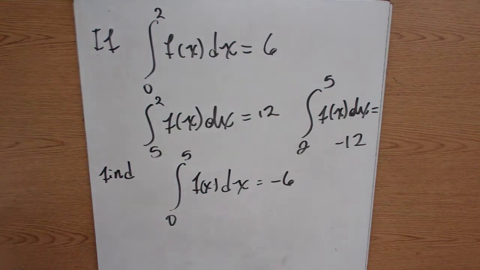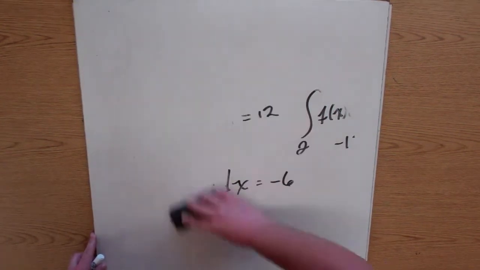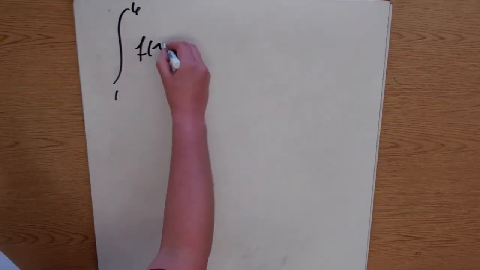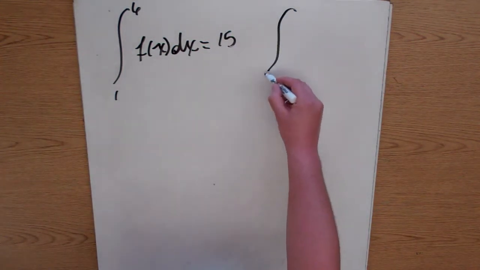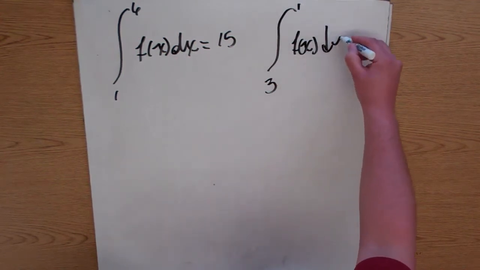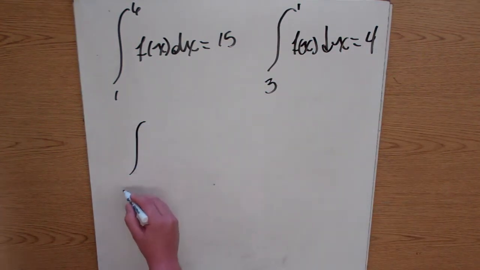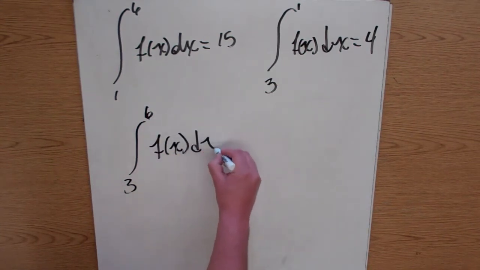I'm just getting started. All right, let's look at a different one. I want you to try this one, so I'm going to leave you some time to do this. This is just like what we just did. Say the integral from 1 to 6 of f of x dx equals 15, and the integral from 3 to 1 of f of x dx equals 4. What is the integral from 3 to 6 of f of x dx?